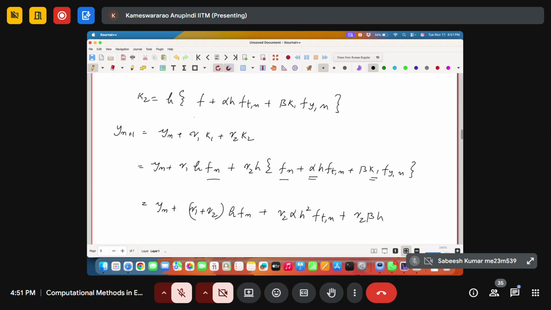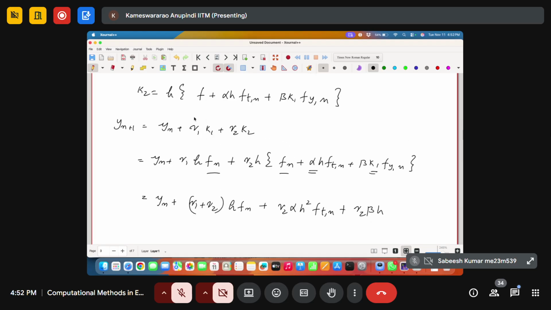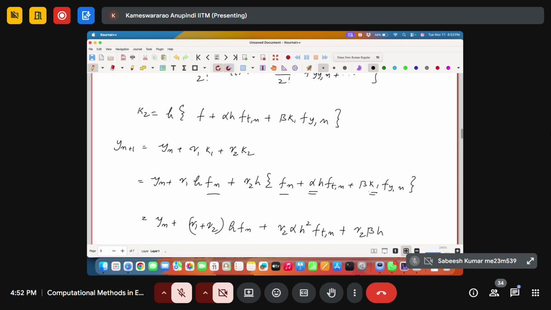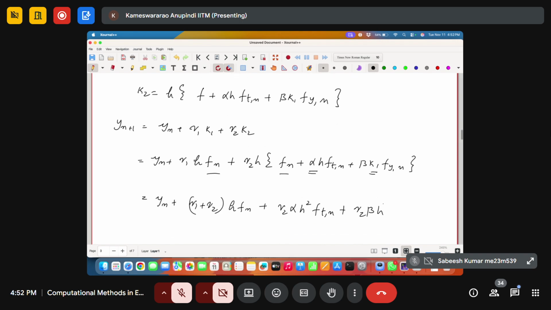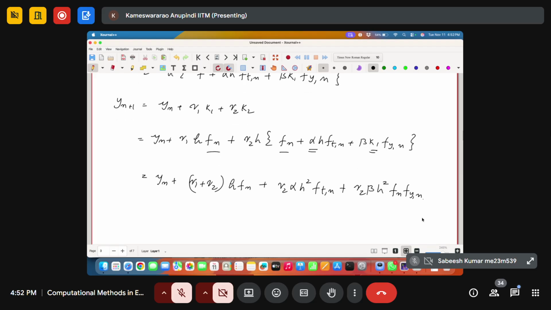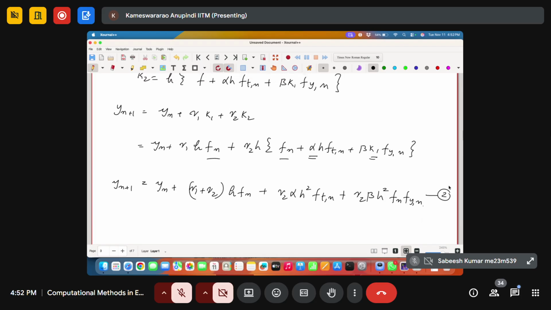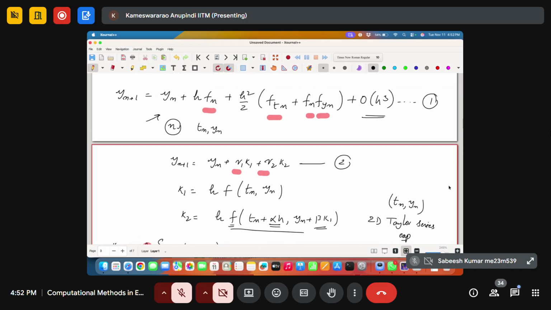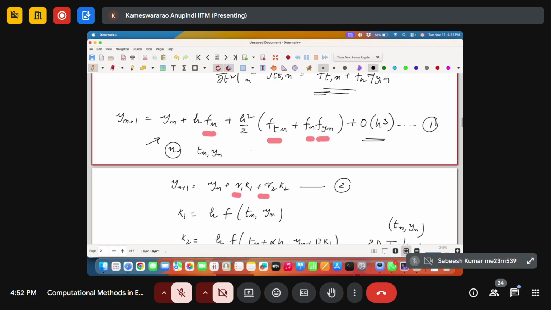What is K1? K1 is nothing but h times f_n, right? So I can substitute that. This is going to be h times f_n, so this is f_n times f_y n. Okay, that's what I have done. So this is my Yn plus 1 obtained from the RK2 method that we wanted to build. Now it's a matter of comparing this equation 2 with equation 1. Equation 1 is this one.